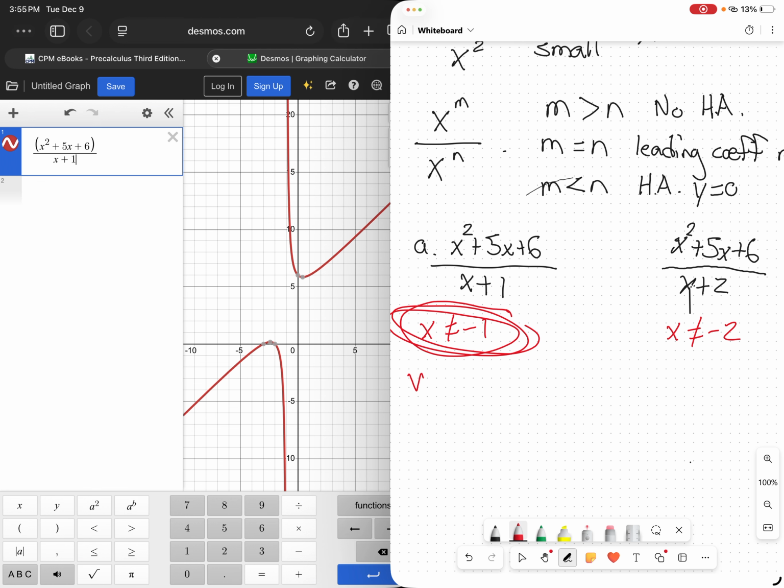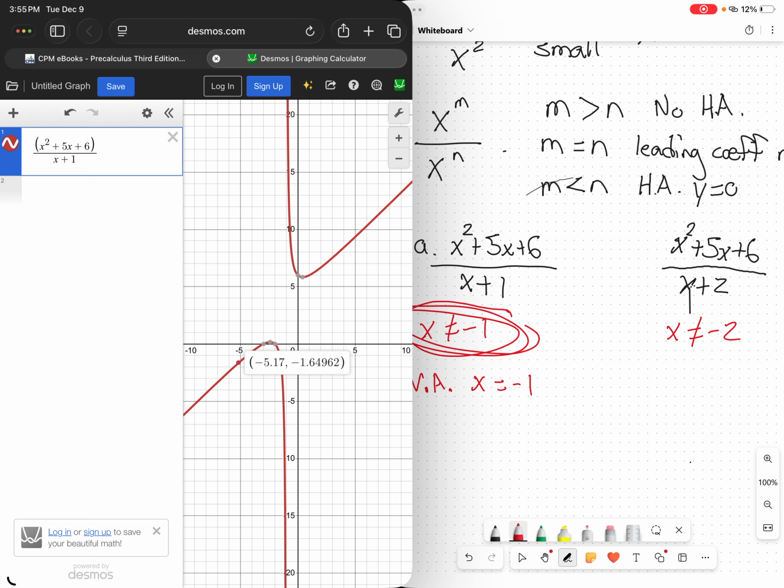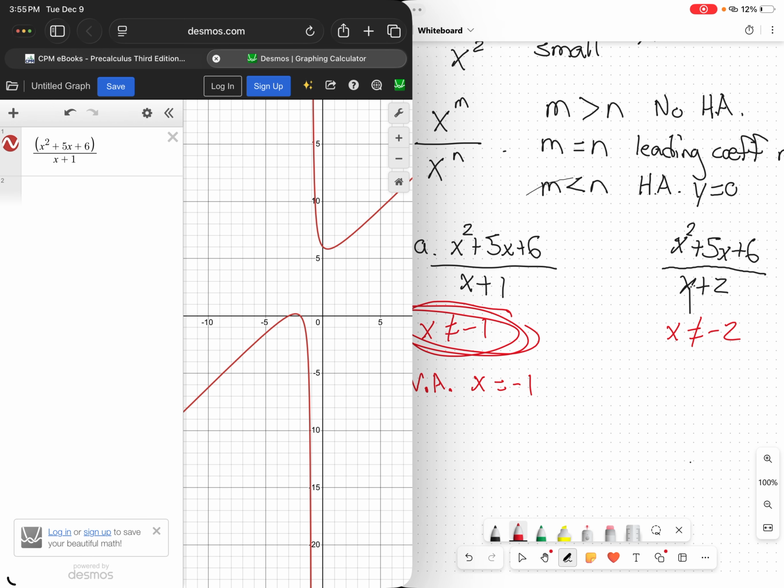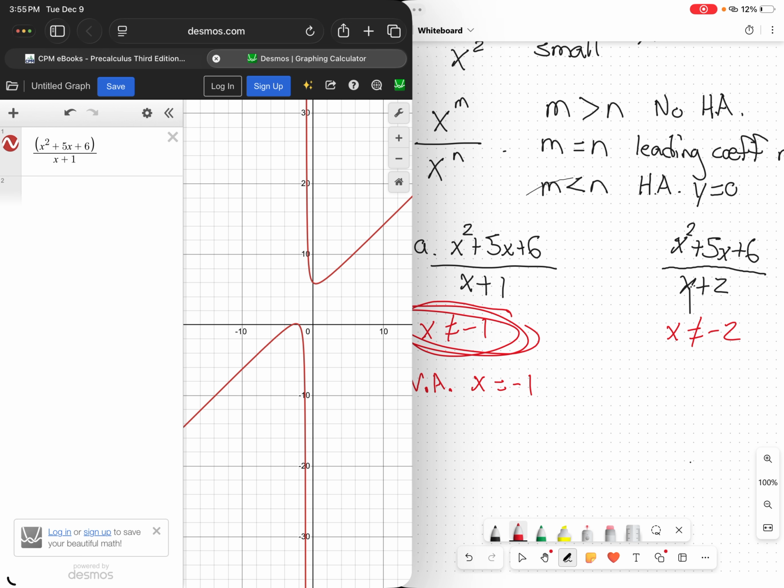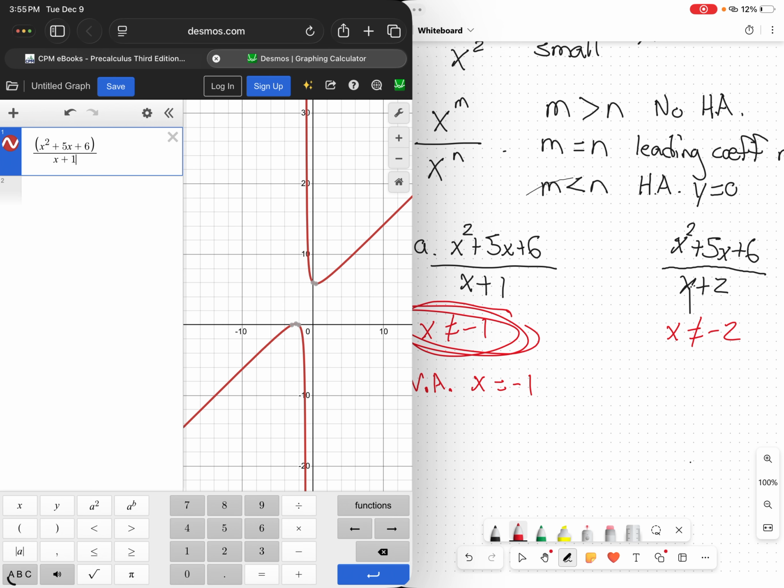So we have a vertical asymptote at x equals -1, right? And then we have some sort of slant here that looks kind of like a line, right? So you can kind of see that there. We zoom out, right? So, all right, now let's change this to x plus 2.